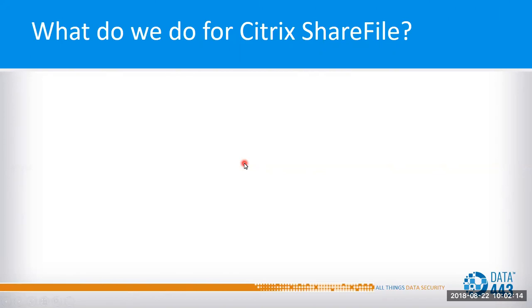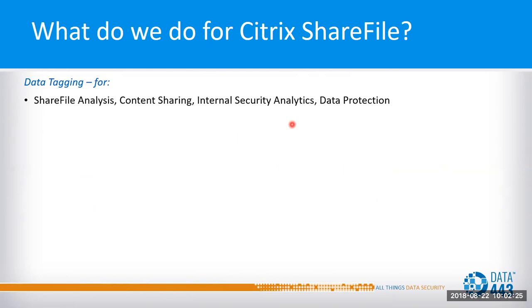So, number one, what do we do for Citrix ShareFile? At a high level, we've had a lot of requests for data tagging to be done primarily for ShareFile analysis, content sharing, internal security analytics, and any sort of data protection. Now, what does that really mean? What that really means is that within ShareFile, once content is tagged, whether it's tagged as confidential or personal or internal or client XYZ or organization ABC, that content can be managed more directly throughout the ShareFile infrastructure.